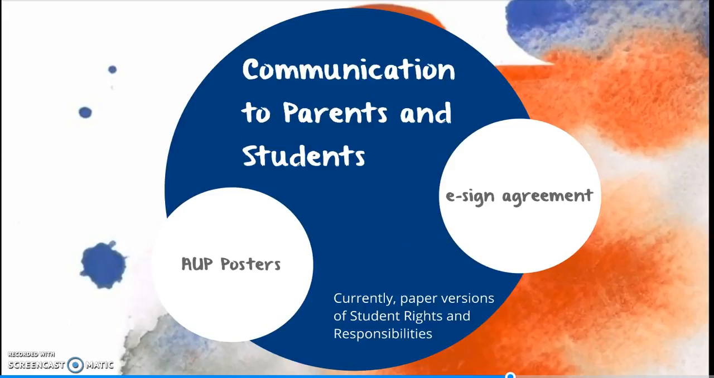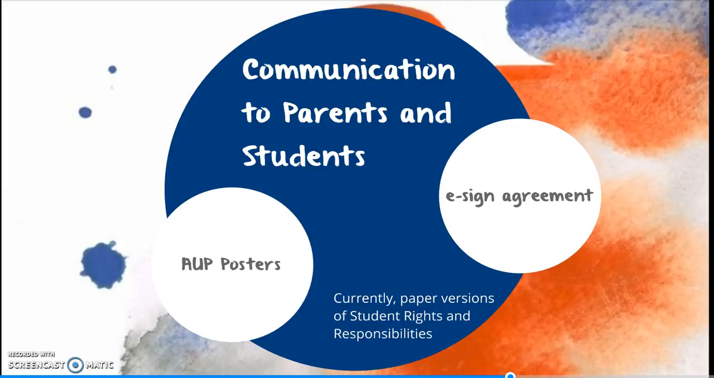Simply having an acceptable use policy is not enough. It is crucial to share the information with all those who are affected by the document, whether directly or indirectly. This means ensuring students as well as parents have the opportunity to review the AUP and accept the stipulations associated. Paper versions of student rights and responsibilities are already sent home at the beginning of each school year.